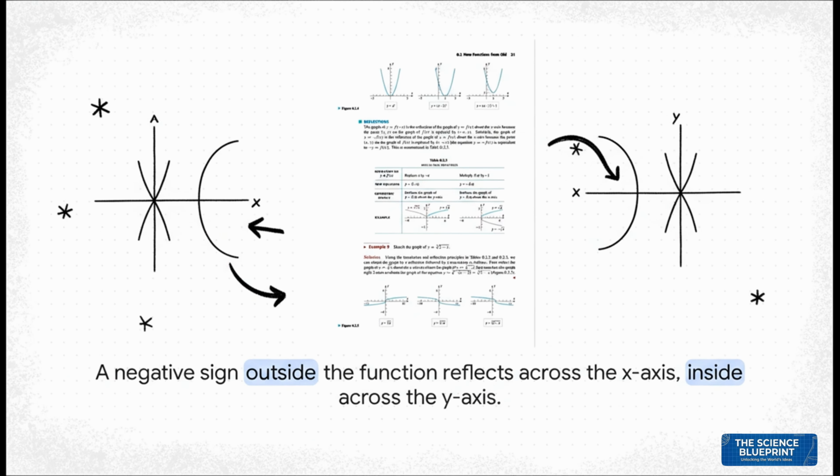All right, next, reflecting the graph over the x-axis. But put that negative sign inside, just with the x, and it flips over the y-axis instead. It's all about where you put that negative.